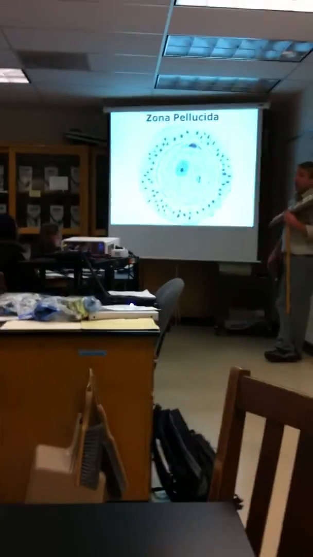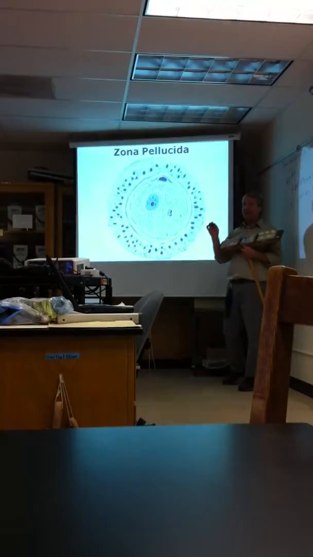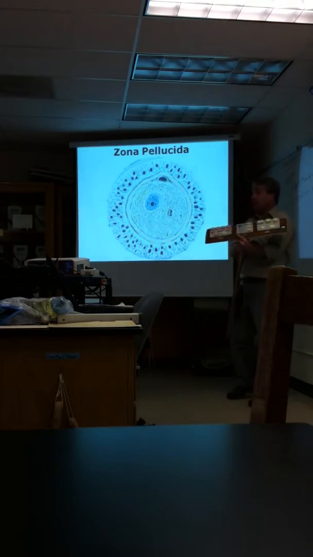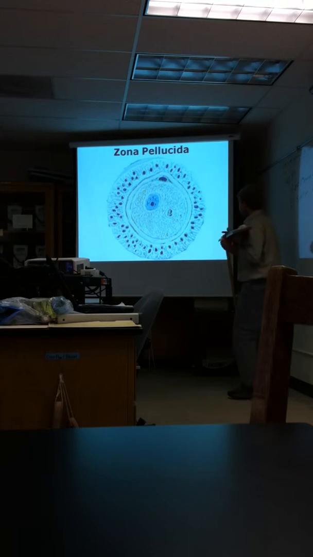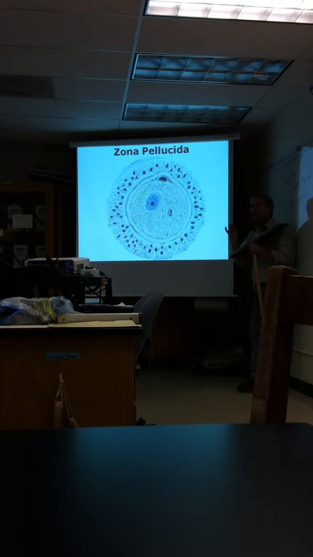Zona pellucida. Good. Zona pellucida doesn't have any cells, and it has a lot of hyaluronic acid, which is the main chemical in connective tissue. There's a lot of hyaluronic acid in cartilage as well, so you can think of this as a pretty good protective barrier surrounding that entire secondary oocyte. And we'll see that it can only be penetrated by a human sperm, and we'll go over how that works.